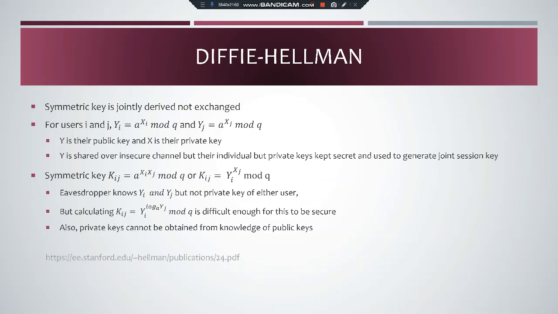So here, if the symmetric key is represented as capital K sub ij, it would equal one of the public keys raised to the private key of that user, mod q. Any eavesdropper would know the public keys, but not the private key of either user, nor would he be able to generate or derive those private keys from the knowledge of the public keys. And also calculating the symmetric key from both public keys is computationally infeasible. This is known as the discrete logarithm problem.